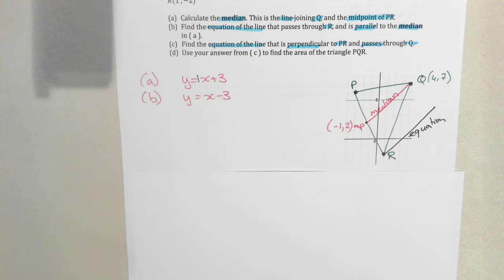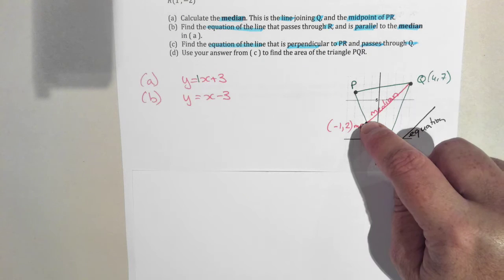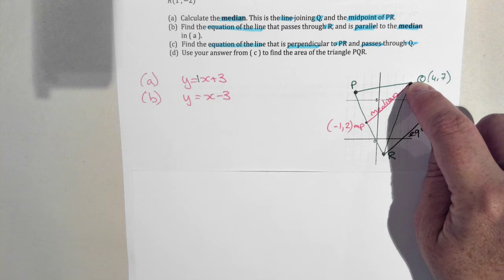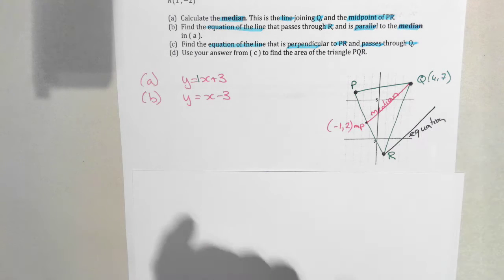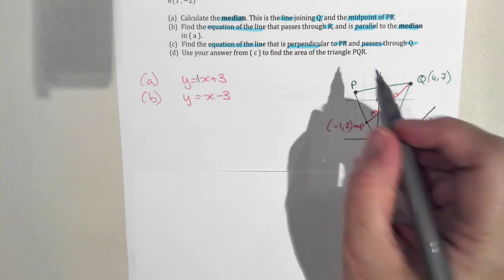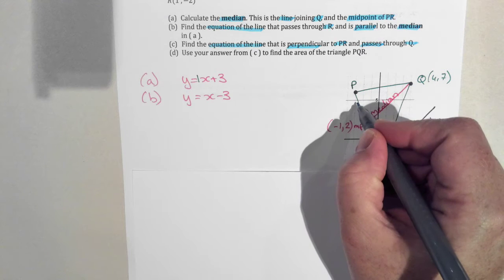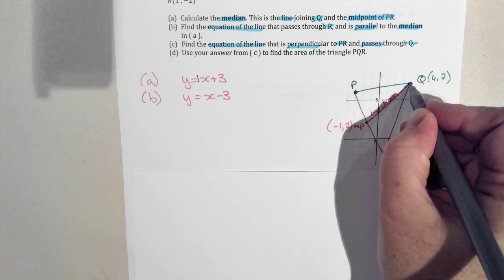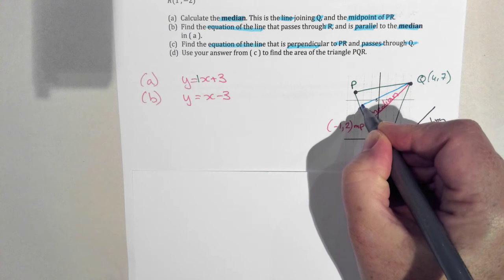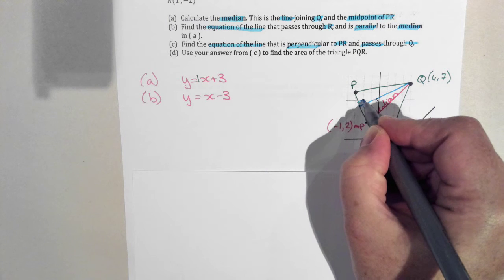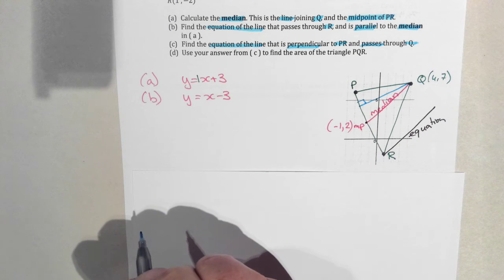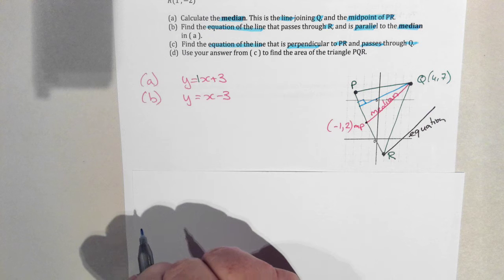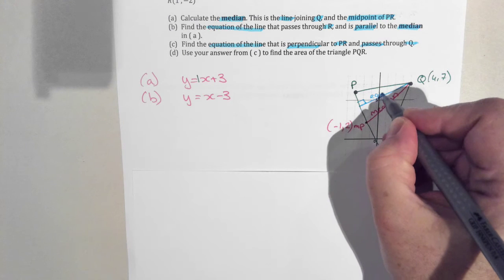So looking at our diagram here, we've got our median which went from the midpoint to Q. Now we're talking about something different. So now we're talking about something that's perpendicular to PR, so it's got to form a right angle and it's got to pass through point Q. So from point Q there, I need to find the equation so that that line there is perpendicular. That's what we're trying to find here, this equation.